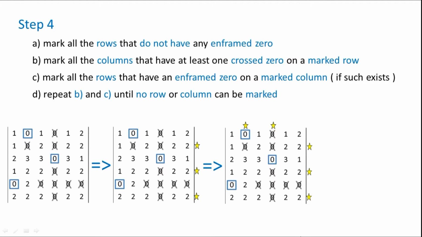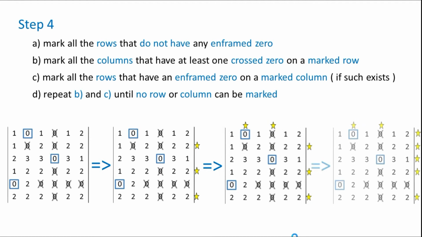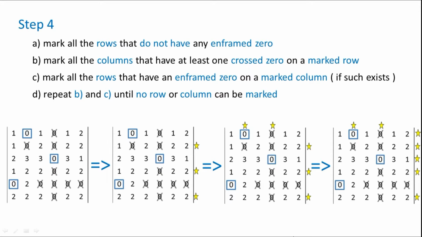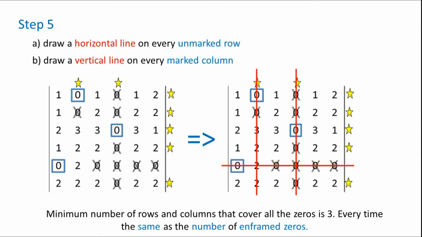Ultimately, we mark the rows that have an unframed zero on a column that we previously marked, so we mark rows 1 and 3. We don't repeat the process again, as there is no crossed zero on rows 1 and 3, which could correspond to an unmarked column. Also, if there is no B, there will be no C, and we are done here.